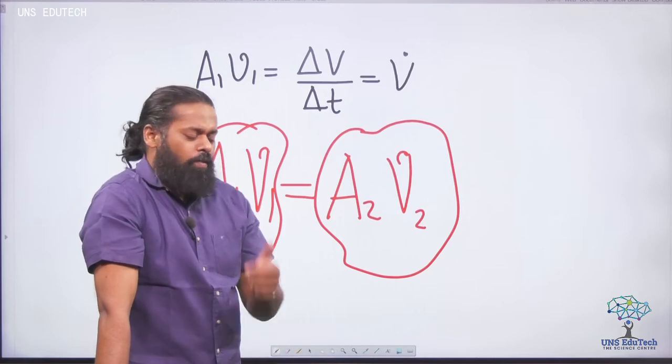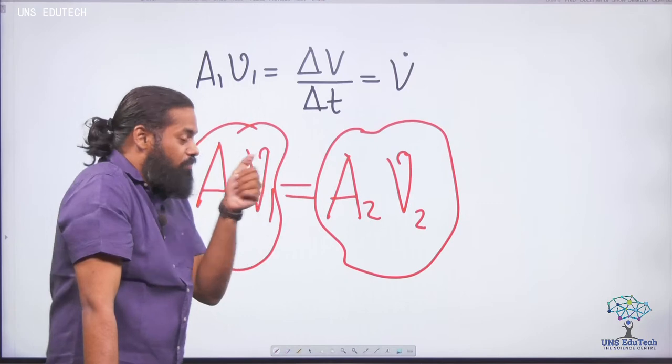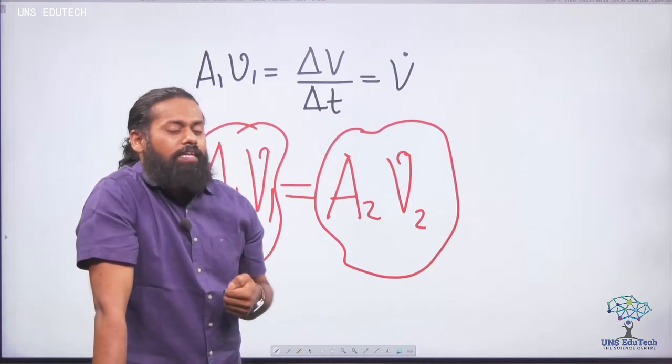See, what is happening when you are closing? What is the implication here that you have to understand clearly? When you are closing, you are reducing the area. When you reduce the area, what is happening?